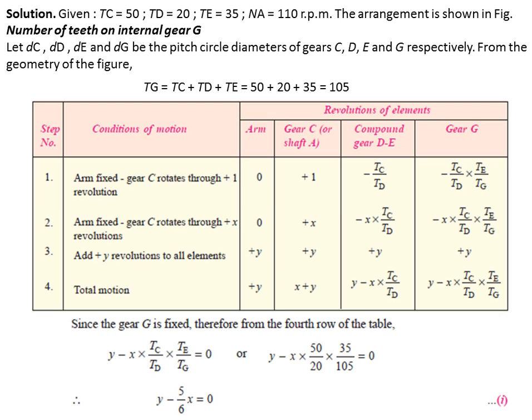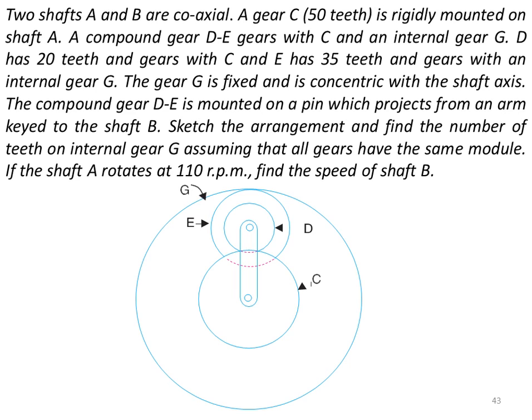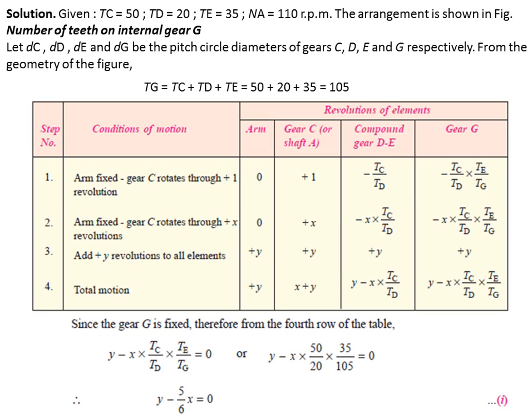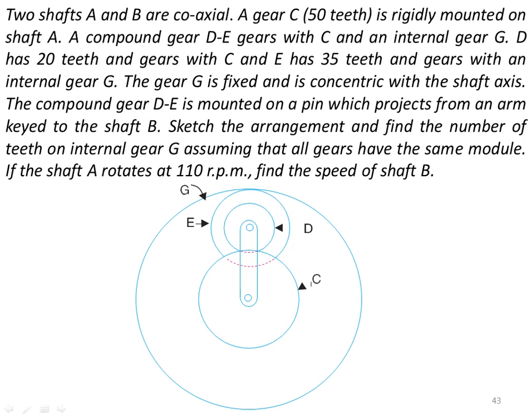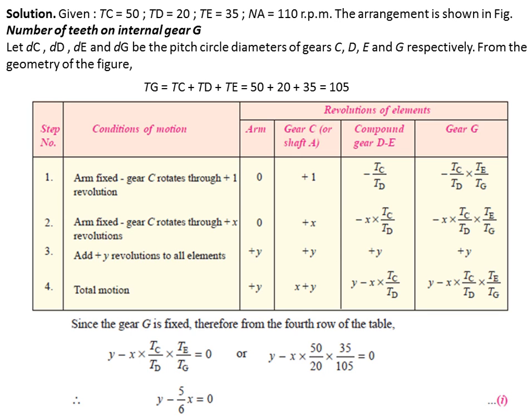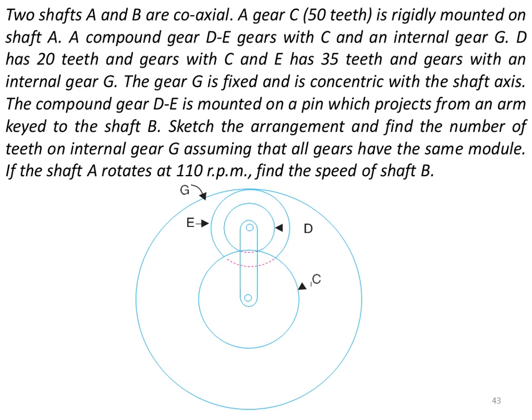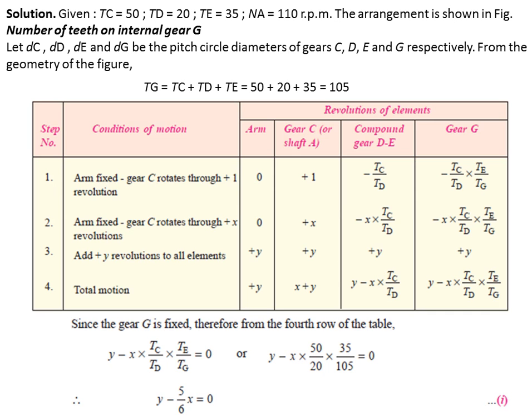And the table of motion will be going like this. If you fix the arm, next we give the motion to C, and when you give motion to C, it becomes +1. Then the compound gear D, E will be in the opposite direction because that is meshing externally. So when C is connected to D, and D and E are compound wheels, you will get minus Tc by Td. And similarly, when the compound wheel is again meshed with G, this will be internal. E to G, you can see it is an internal gearing, so the direction will be the same. So again minus is written here, so minus Tc by Td into Te by Tg.